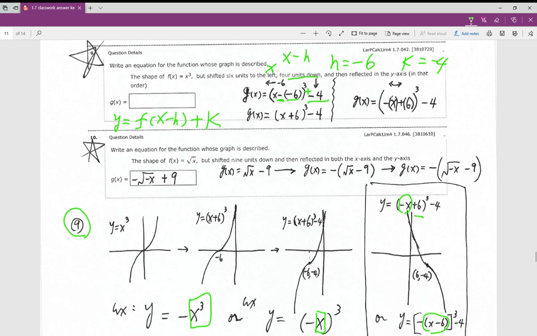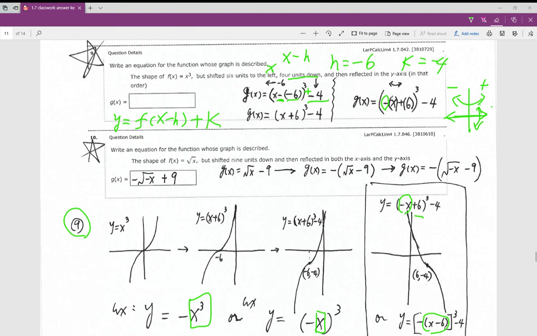Reflect on the y-axis. When you reflect on the y-axis, it means positive become negative, negative become positive. So it's the x that has positive and negative. Only the x has the negative. If you put the negative sign outside, it means y is upside down, positive and negative. That's a different meaning, okay? So in this question, the hardest part will be here.